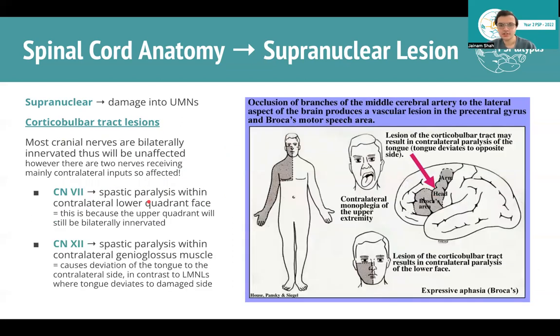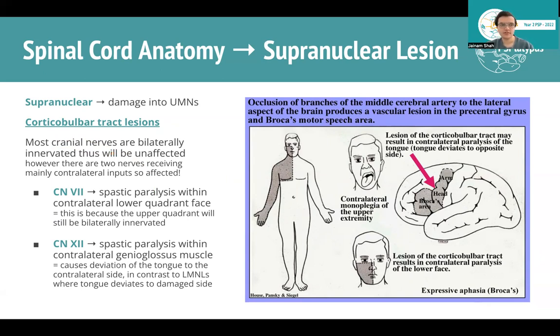Corticobulbar tract lesions, while they're not as common, I guess, you can still see them with strokes because a part of the brain is stroked out that is responsible for innervating these cranial nerves. Remember what we said about cranial nerves being bilaterally innervated. So most of the time, if you just have a stroke on one side of the brain, you won't actually see any effects in most of the cranial nerves because the other side is still compensating.